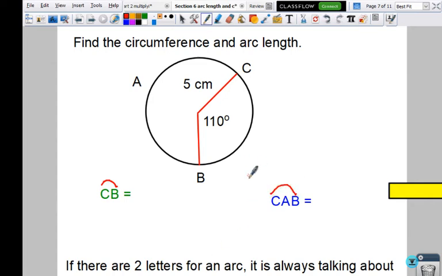And my little arc symbols accidentally got erased, so put those in real quick. That's fine. My kids here usually are both like, no.